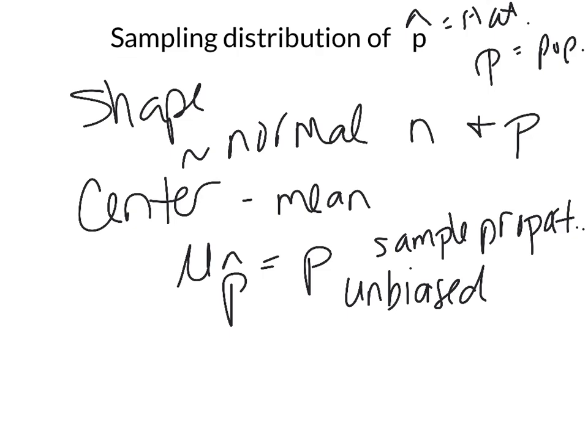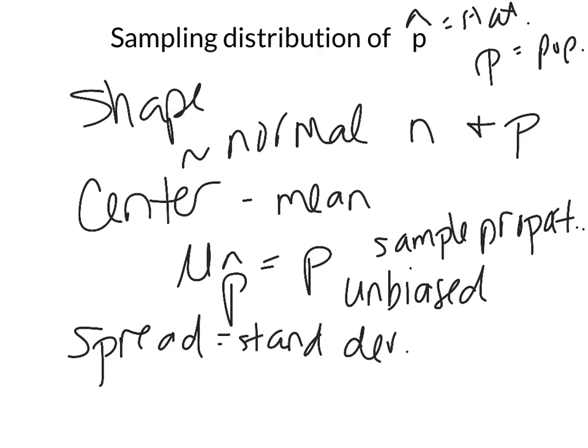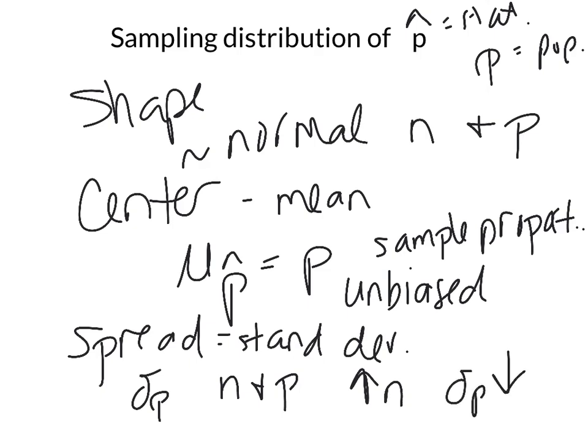As for our spread, the spread for a specific value of p is my standard deviation. So when we're talking about spread here, we're referring to our standard deviation, and that's going to get smaller as n gets larger. My standard deviation is going to be dependent upon n and p, and as n increases, my standard deviation should go down.